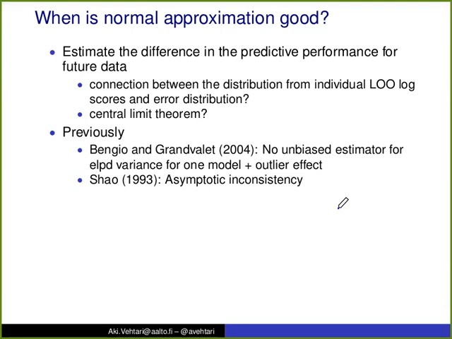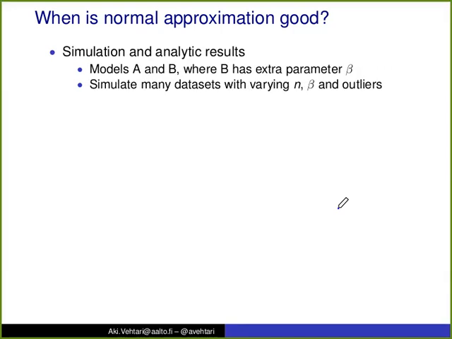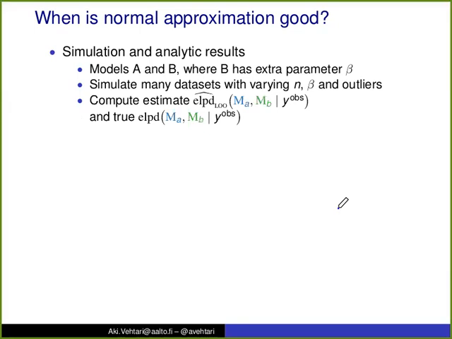Zhao looked at this only from the normal approximation point of view, and in our paper we look also at higher moments and what their relevance is here. So in our paper, we have simulation and analytic results. The main example is models A and B, where B has this extra parameter beta, so nested models. And then we simulate many data sets with varying n, beta, and outliers. We compute the estimated ELPD hat for the model difference, and then the true ELPD for the difference. And then we also have analytic results, computing the moments of the relevant distributions.